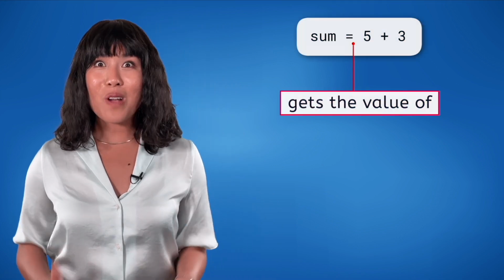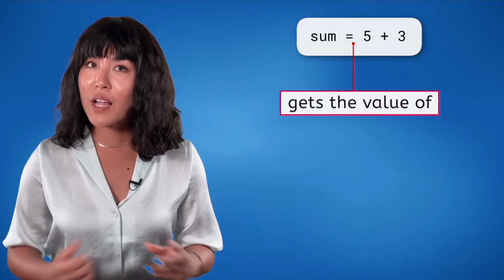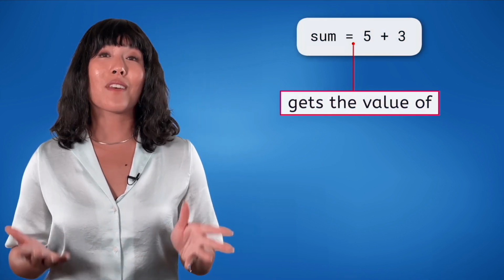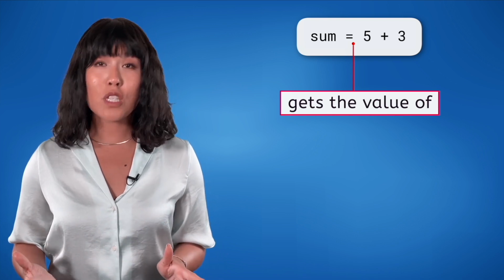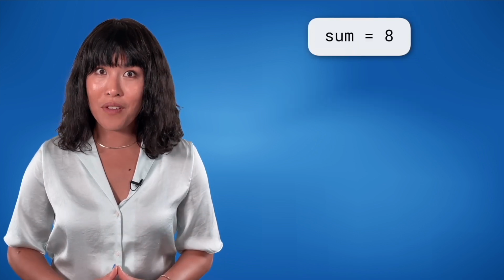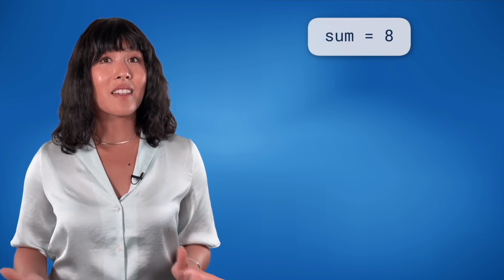Do you remember what the equal sign means in this expression? Right, it means gets the value of. That means that the variable sum gets the value of 5 plus 3, which means it now holds the value of 8. Subtraction is similar.